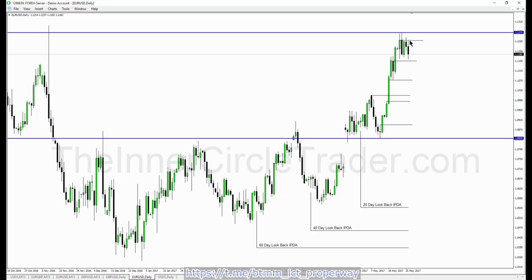And then we have the old high naturally that forms the 20-day look back period's range high right in here. And that's it. Now we simply go down into a 4-hour and we do the same thing, after we note what's the institutional order flow right now.